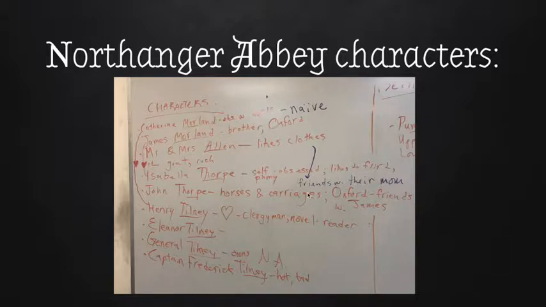Mrs. Allen is actually friends with the Thorpes' mother. John Thorpe is Isabella's brother. He's obsessed with horses and carriages. He also goes to Oxford. Turns out, coincidence, he's good friends with James, Catherine's brother. And Isabella has a bit of a thing, let's put it a little hard, Isabella has a little bit of a thing for James.